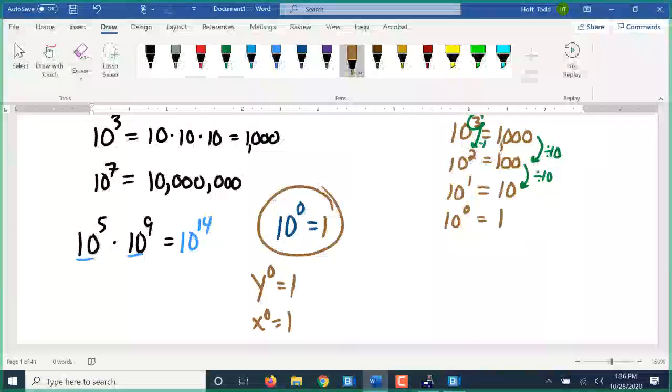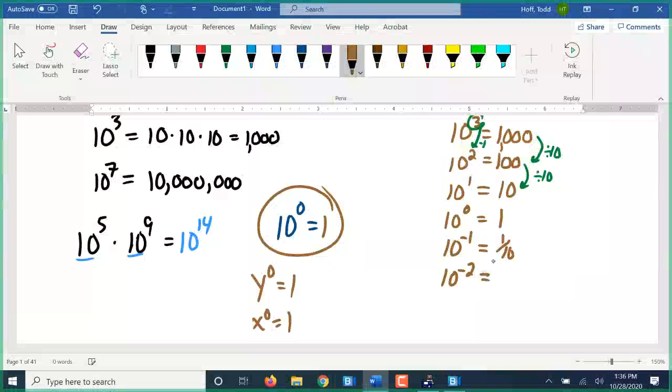Now we can use this pattern to define what negative powers mean. If I go 10 to the negative 1, I've just reduced the power by 1 again. I'm going to divide my result by 10. 1 divided by 10 is 1/10. 10 to the negative 2, I divide by 10 again. 1/10 divided by 10 is 1/100. 10 to the negative 3 is going to be 1/100 divided by 10, which is 1/1,000.